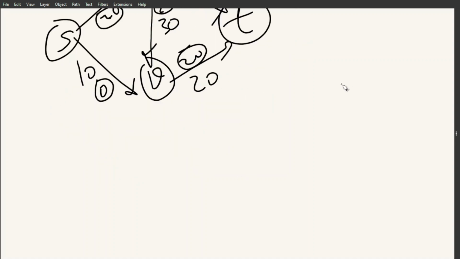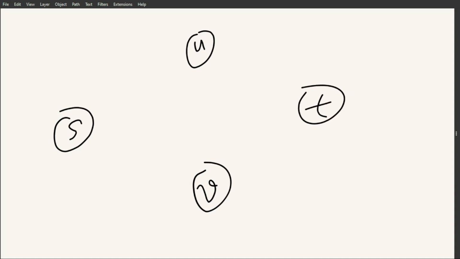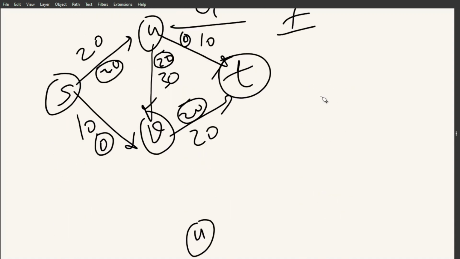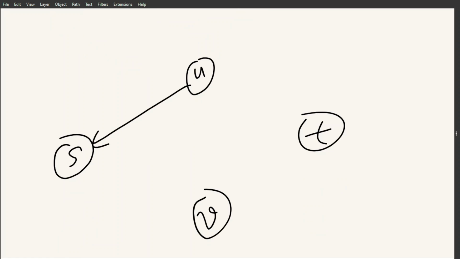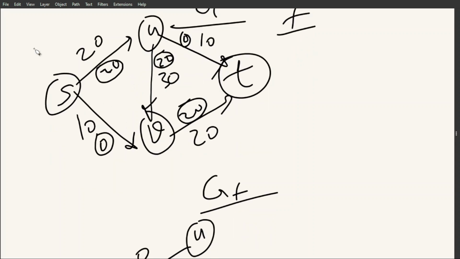So just make and compare S, U, V, T. The set of nodes are identical. Now consider each edge one by one. First we consider this edge. Its flow matches its capacity, so we do not draw a forward edge. It is greater than 0, so we add a backward edge with weight 20 according to our definition. So we make a backward edge like this, this is our GF, weight 20.